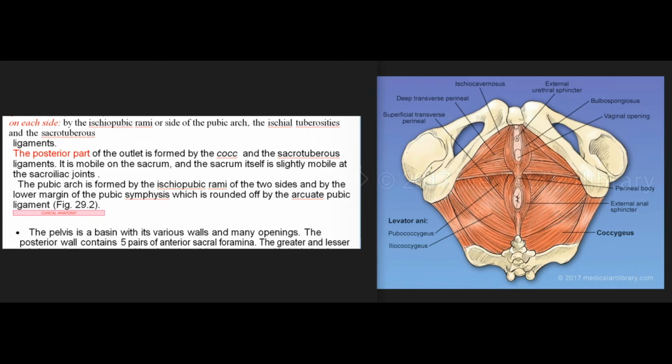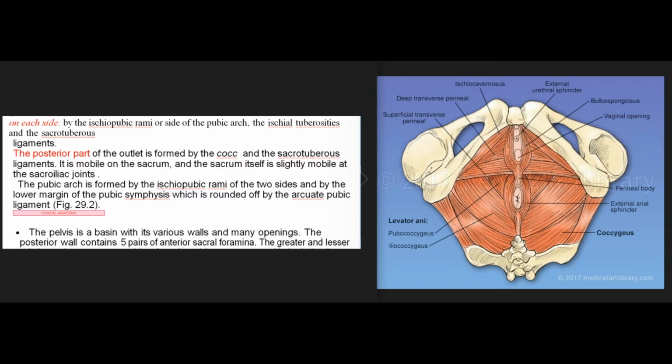It is mobile on the sacrum, and the sacrum itself is slightly mobile at the sacroiliac joints. The pubic arch is formed by the ischiopubic rami of the 2 sides and by the lower margin of the pubic symphysis, which is rounded off by the arcuate pubic ligament, Fig 29.2.